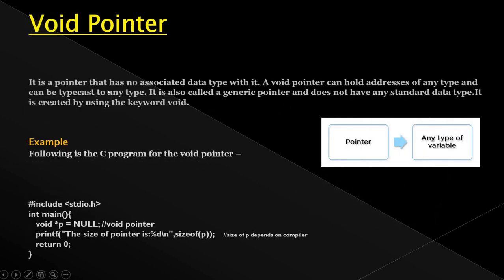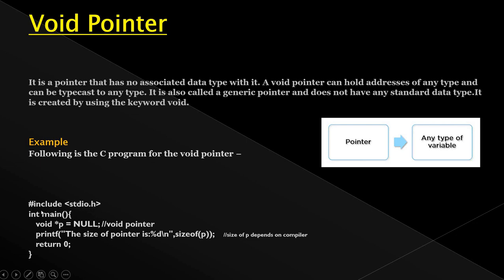Now void pointer. It is a pointer that has no associated data type with it. A void pointer can hold addresses of any type and can be typecast to any type. It is also called a generic pointer and does not have any standard data type. It is created by using the keyword void. Now let's see the example. Following is the C program for the void pointer.